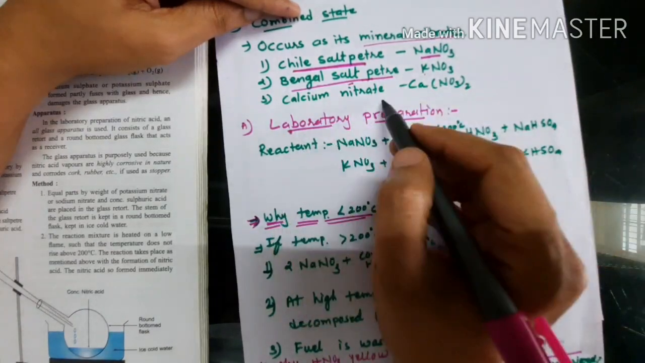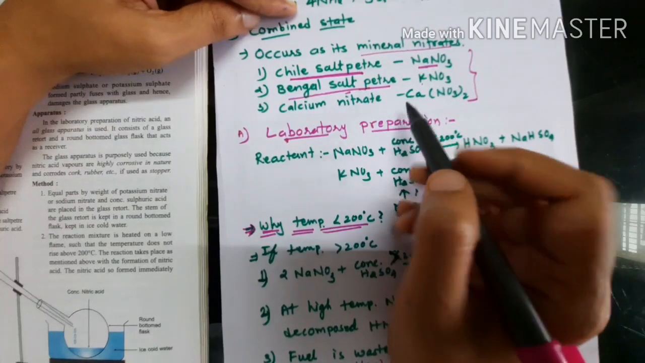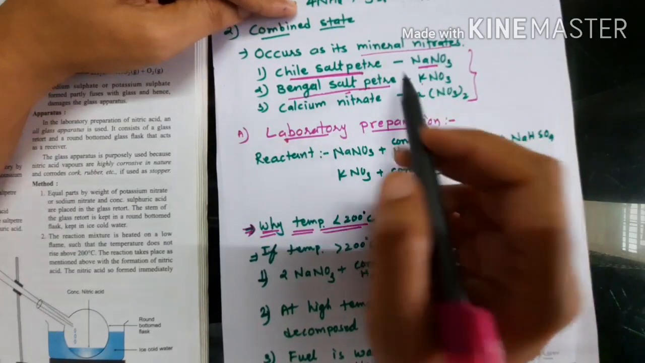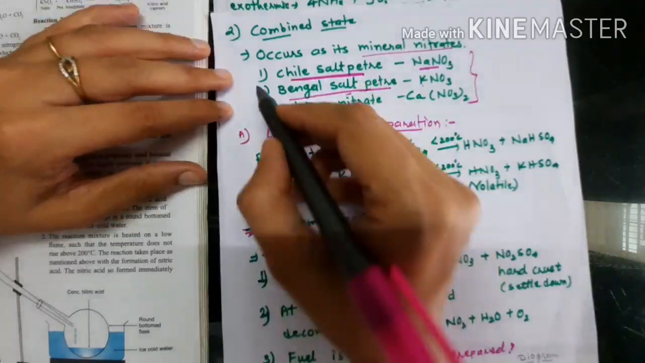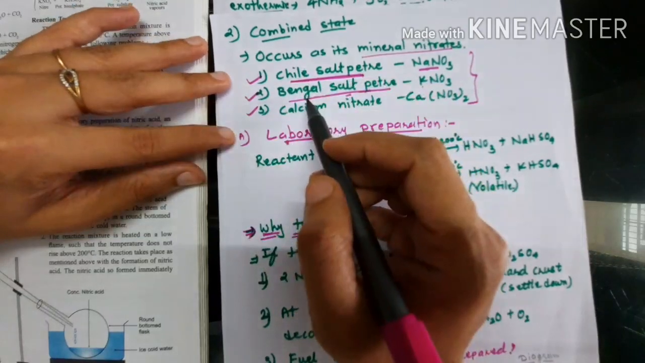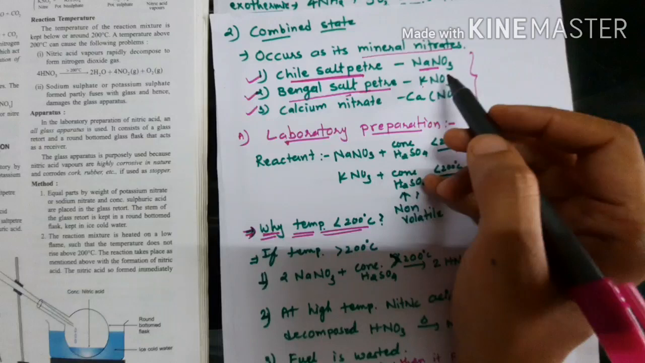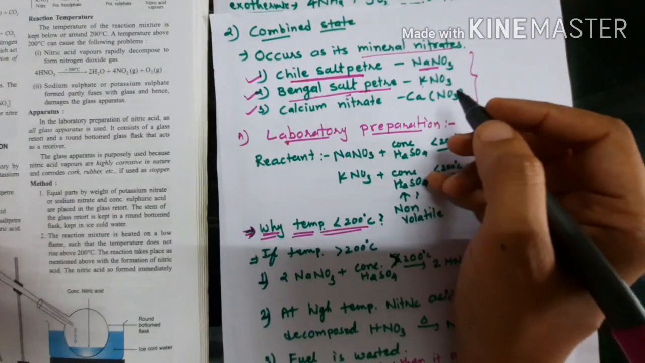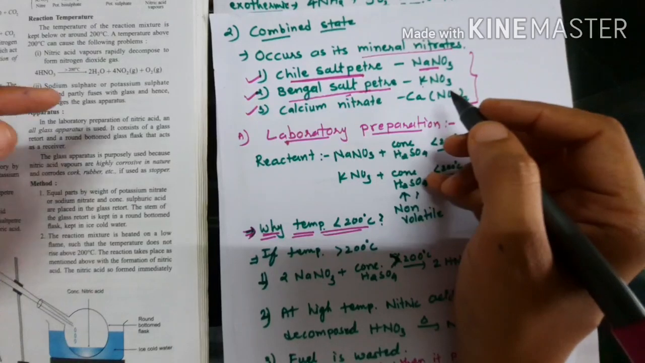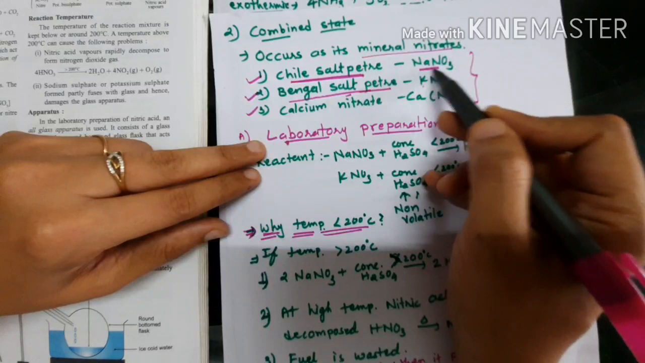Then calcium nitrate. This is the way nitric acid is also present in mineral nitrates. Okay, so this is the combined state. I hope it is clear. You need to remember all these three with the formulas. You know very well the formulas of sodium nitrate and potassium nitrate, through which you can write them. But if the exam asks the formula of Chile saltpeter and Bengal saltpeter, then you have to know both formulas.